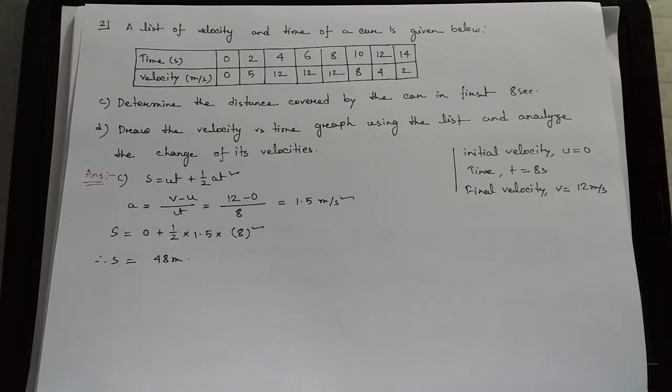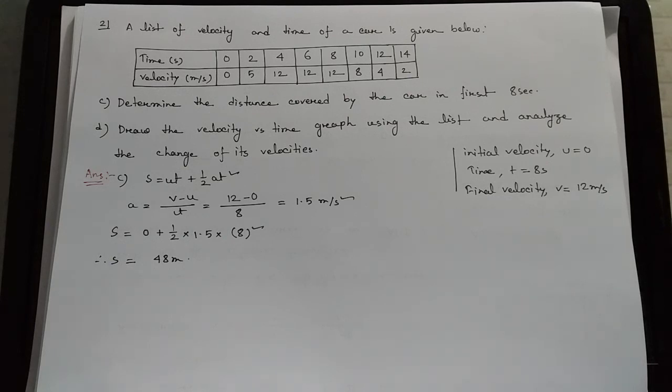We will use the equation a equals (v minus u) by t here, and applying this equation we get the value of acceleration as 1.5 meters per second squared. So finally, the distance traveled by the car within 8 seconds will be 48 meters.